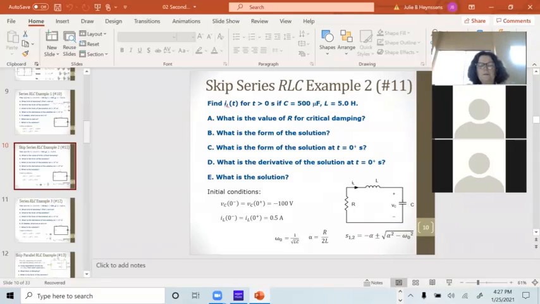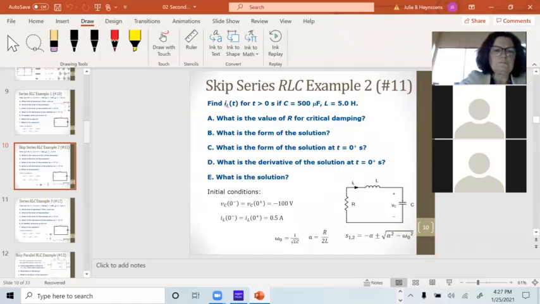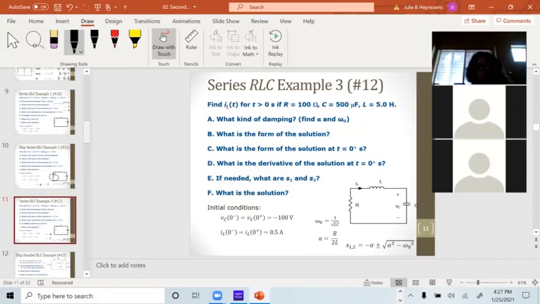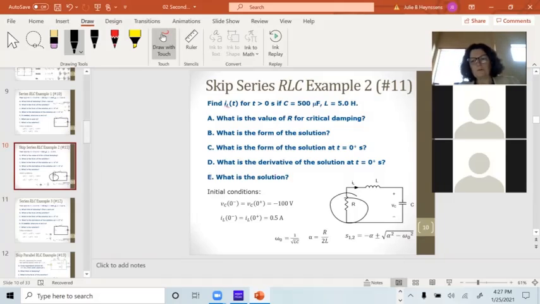Number 11 is the same circuit. The only thing I've changed here is the value of R. I'm going to pick R for critical damping. If you want to see this problem worked out, it's done in the slide solutions. I'm going to skip it because I will bore you to tears if I try to do 6 of these problems today. So here's another one. This is done in the slide solutions. If you want to see other examples of that, there's one in the audio review notes also.